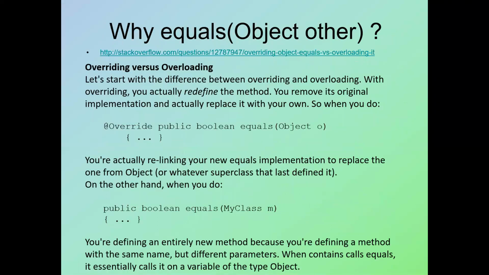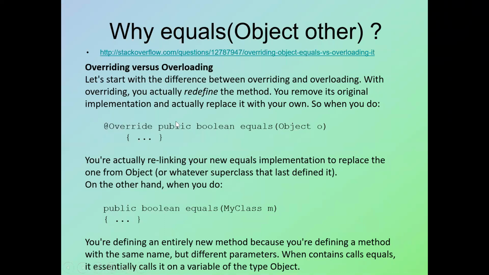Y equals object other. Overloading versus overriding. Let's start with the difference between them. This is something I actually looked up on Stack Overflow. With overriding, you're actually redefining the method for the subclass, and you're removing its original implementation. So in the Student subclass, if you invoke the toString method, you can't invoke the toString method of the parent. You're actually erasing the parent's version of it and replacing it.